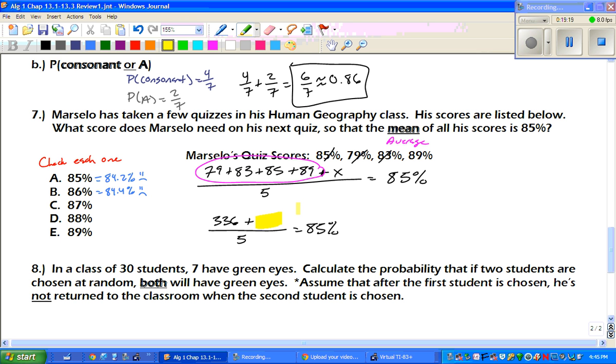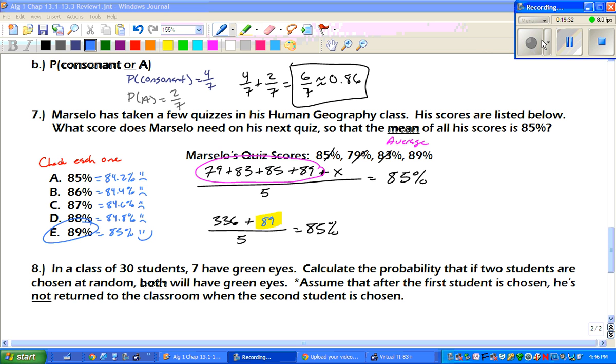So I want you guys to try out the other 3 combinations and tell me which one is 85. Good luck. Okay, so you should have gotten 89% on that last test, and then Marcelo would have a total of 85% on the dot.